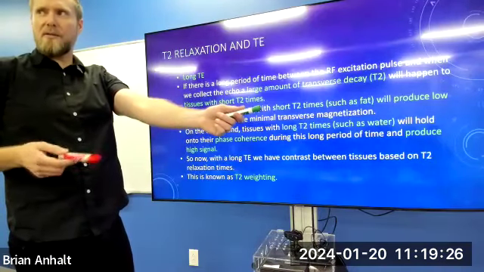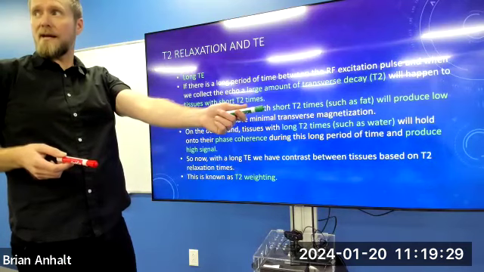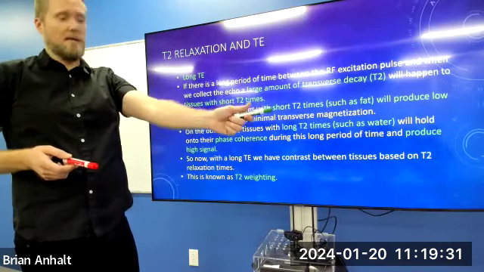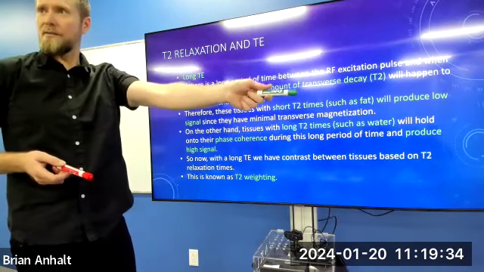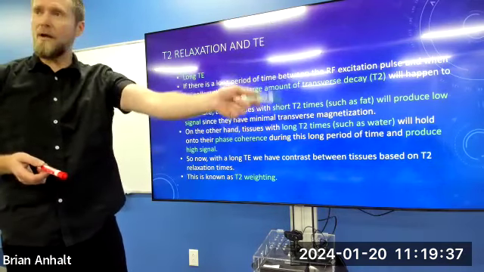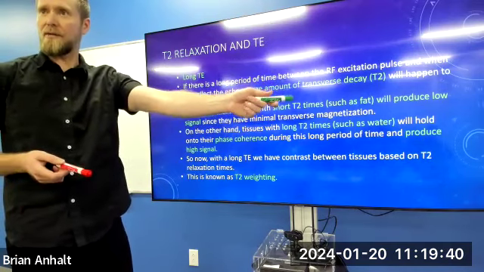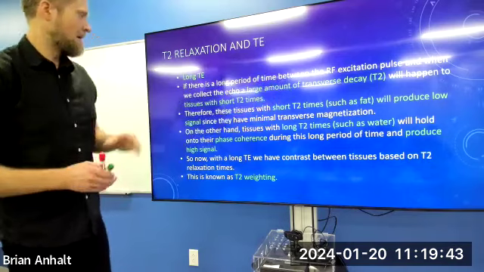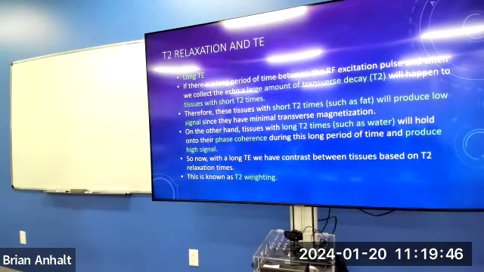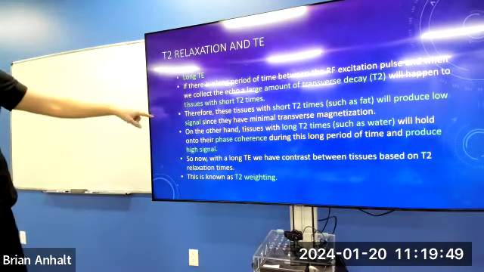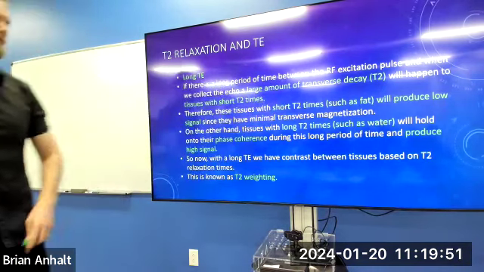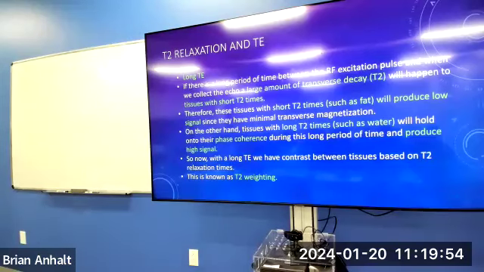Tissues that have a short T2 time will not produce a lot of signal, right? If we start listening back right now. Tissues that hold on to their phase coherence, thus have a long T2 time, will produce a lot of signal, right? They have a lot of transverse magnetization and look bright. To me, this is easier to understand, right? But this is happening much faster too. Therefore, tissues with short T2 times, such as what? You go back to that chart. Fat, right? Fat has a very quick T2 time in relation to water. I think water said it was 2000. Fat was 70, right? So fat decays back much faster.